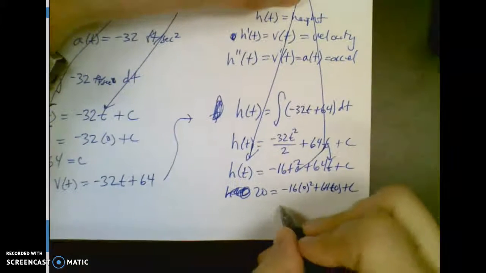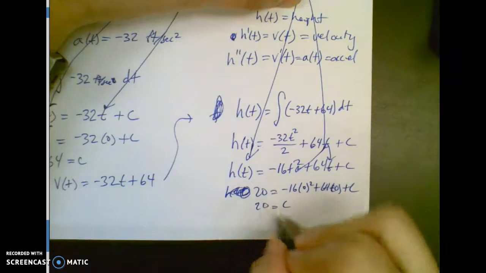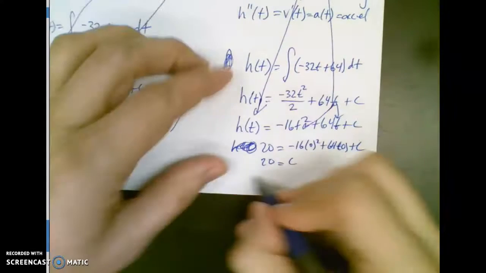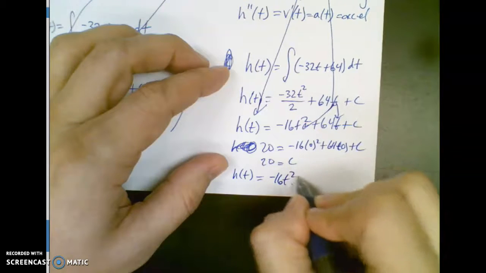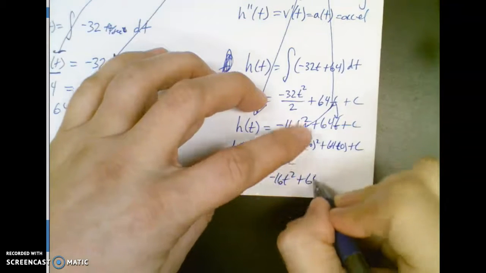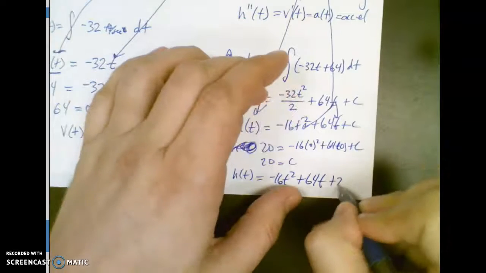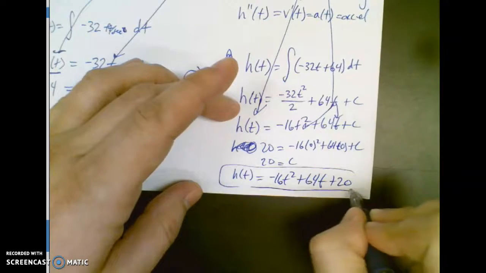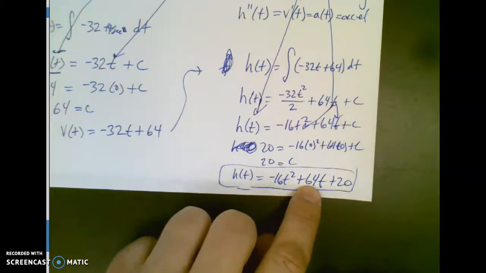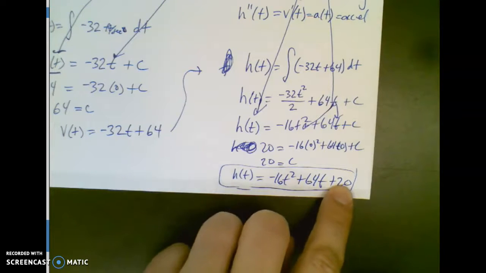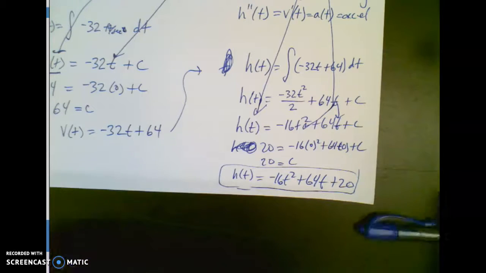And you'll find your starting height is 20, your c is 20, so my final answer is h of t equals -16t squared plus 64t plus 20, which, if you remember when we set up problems, it was gravity, initial velocity, initial height. That's where these equations come from. They don't come from a magical place.